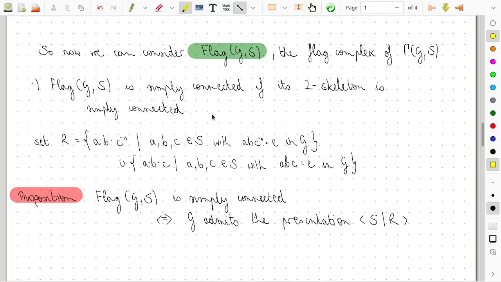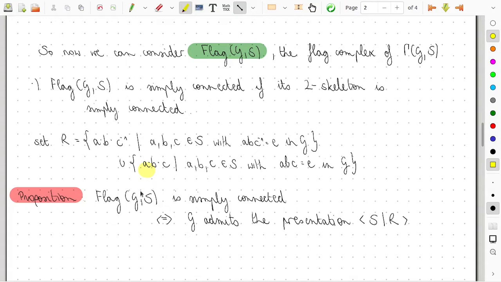This relation can basically have two forms. Either it is of the form A times B times C inverse equals the identity, or it is of the form A times B times C equals the identity. So consider the set R of all possible relations of length 3 among the generators. We can make the following statement.